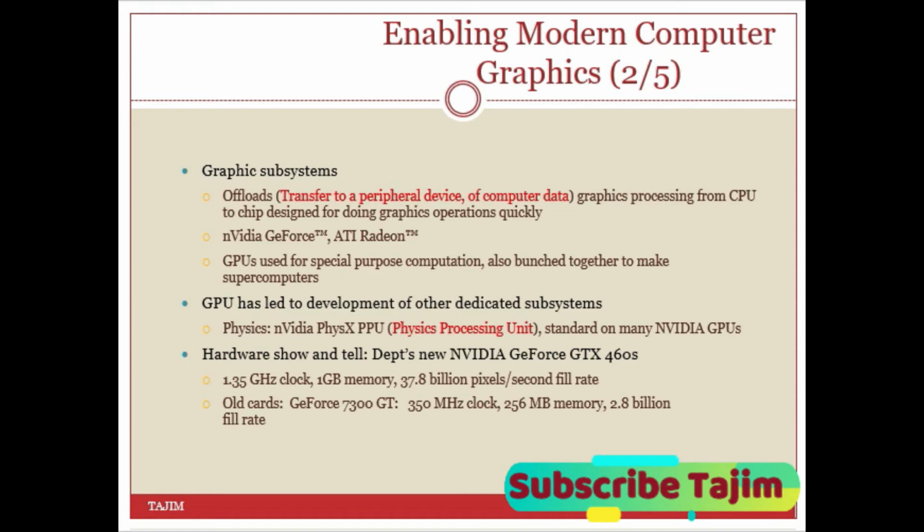Hardware show and tell: department's new NVIDIA GeForce GTX 460s. 1.35 GHz clock, 1 GB memory, 37.8 billion pixels/second fill rate. Old cards: GeForce 7300 GT, 350 MHz clock, 256 MB memory, 2.8 billion pixels/second fill rate.